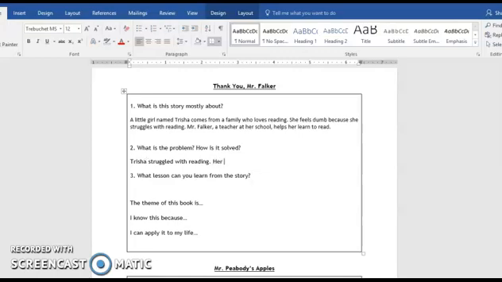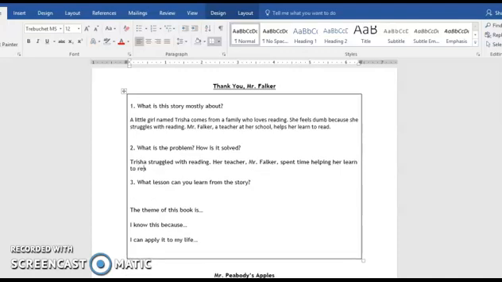It was solved because her teacher, Mr. Falker, spent time helping her learn to read. So once again, the problem is that Trisha struggled with reading, and it was solved because her teacher, Mr. Falker, spent time helping her with her reading.